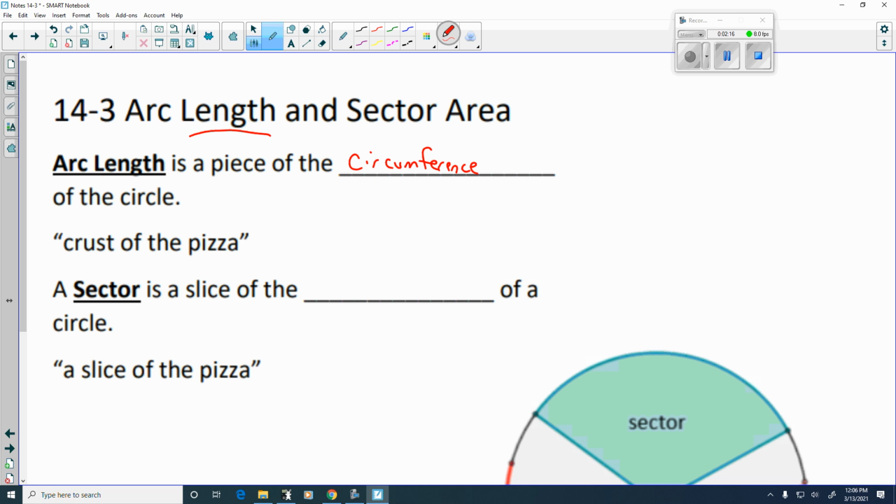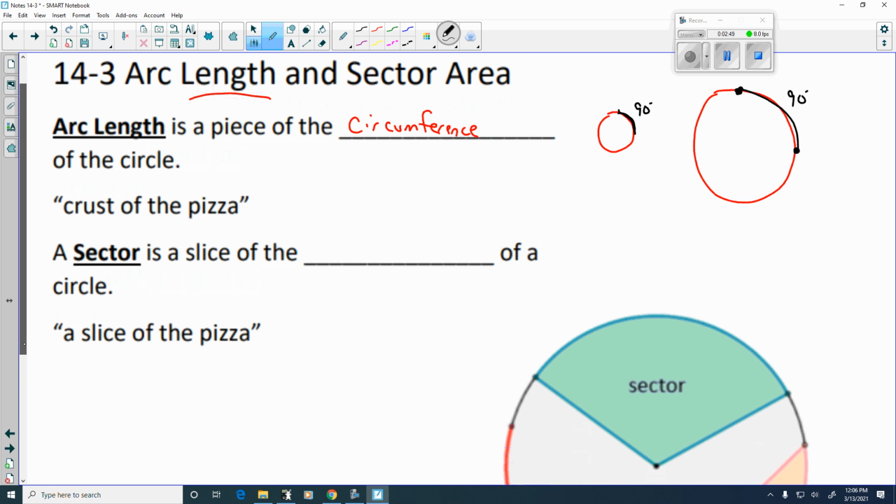The crust goes around the outside of the circle, so that's the circumference. The arc length is a piece of that crust. So just to give you an idea, if I had a small pizza, I could talk about this being 90 degrees. And if I had a big pizza, I could still talk about this being 90 degrees. But obviously in the big pizza, that's more crust. And so now we're not just talking about 90 degrees like we did yesterday. We want to actually measure the length of the crust right there, so the length of that arc.